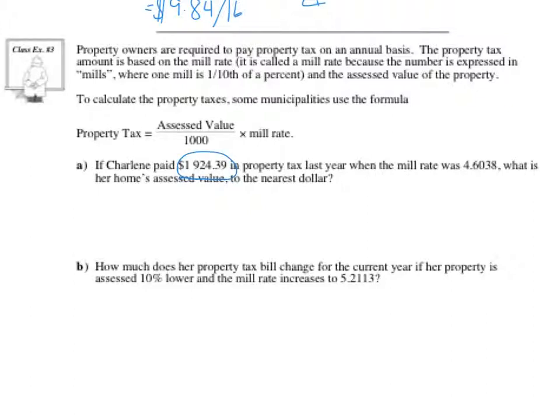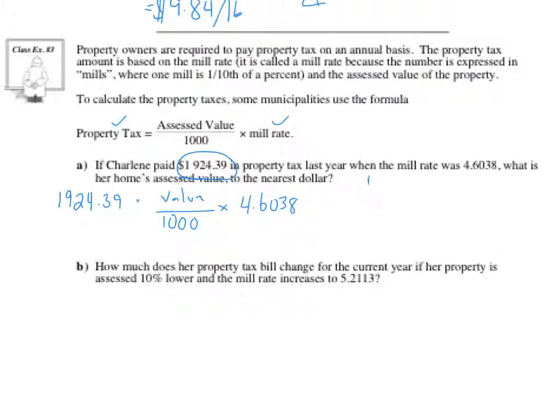So if Charlene paid $1,924.39 in property tax last year with a mill rate of 4.6038, what is her home's assessed value? So we know the mill rate, we know the property tax. So let's put these numbers into the formula. So 1924.39 is equal to the value divided by 1,000 times the mill rate, which is 4.6038.